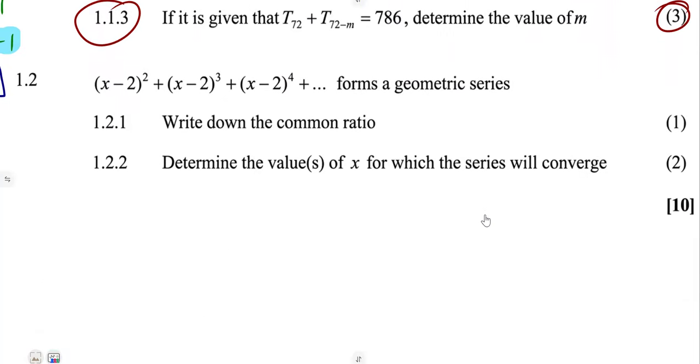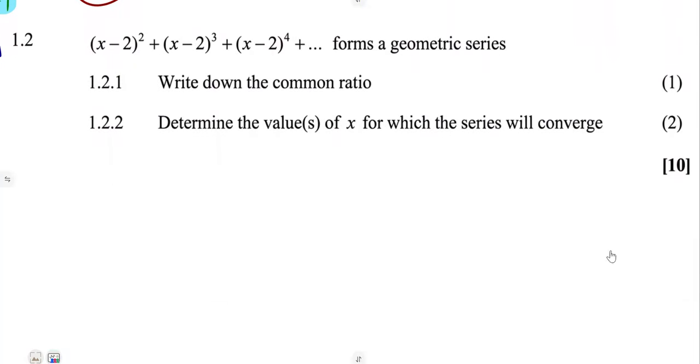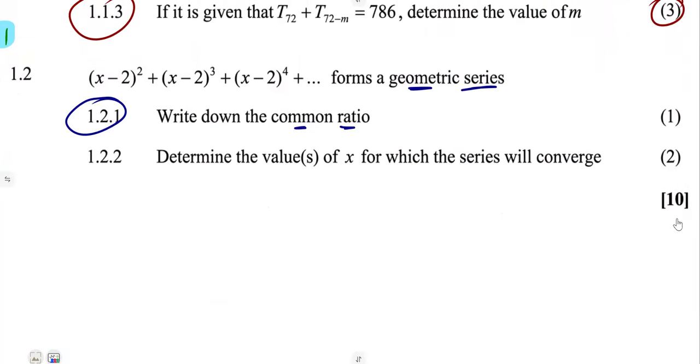On 1.2, which is a continuation of question 1, we have got a given series. If you add this, it forms a geometric series. 1.2.1, write down the common ratio. We are already told, guys, it is forming a geometric series, where if we have our terms T1 added to T2 to T3 and so on, the common ratio can be determined from T2 over T1, or we can use T3 over T2.